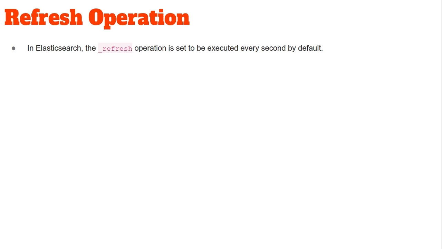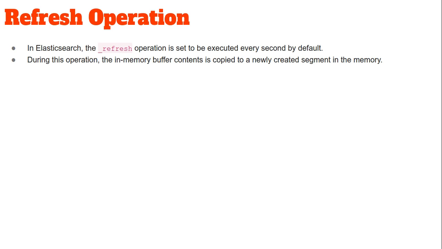Now the refresh operation is something which makes it possible for us to finally read the data, or the documents, that we have just written in the Elasticsearch index. This operation is by default executed every second in Elasticsearch. And what happens when the refresh takes place? The in-memory contents are copied to a newly created segment in memory, that is a Lucene segment, as we were discussing some slides ago. The contents of this in-memory buffer are flushed away, and as a result, the new data becomes available for search.